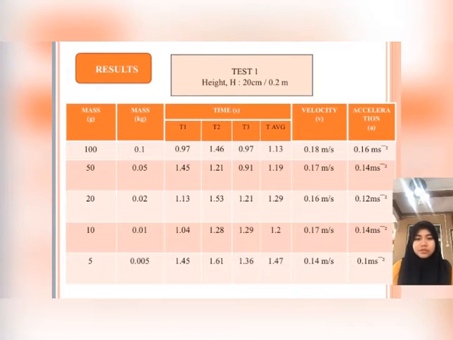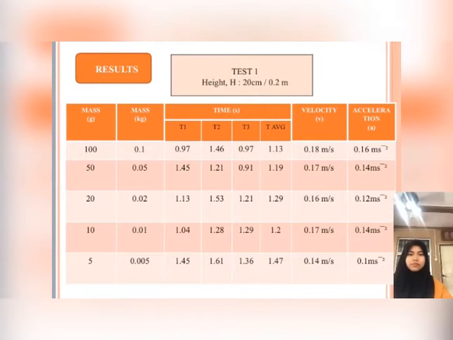So for the result, this is the table. Test 1. The height is 20 centimeters, but we need to convert to meters, so 0.2 meter. For the mass in grams: 100, 50, 20, 10, and 5. For the mass in kilograms: 0.1, 0.05, 0.02, 0.01, and last 0.005.